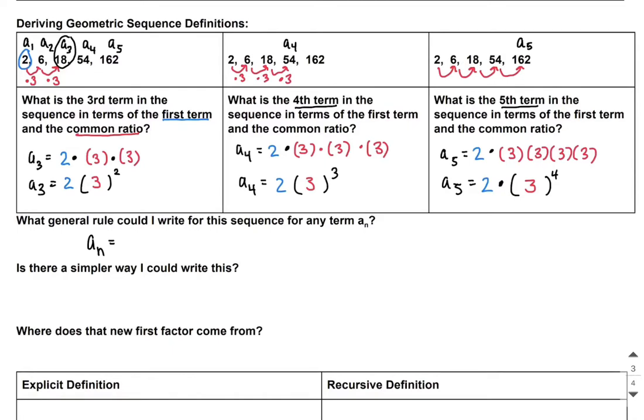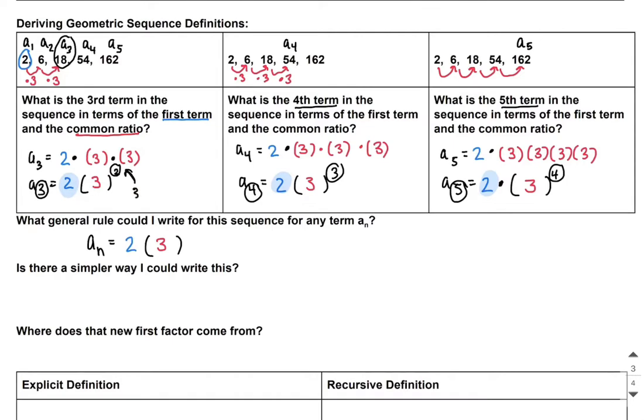I have a sub n is going to be equal to, every time I see this 2 in front, that 2 is always going to be in front. So I have 2 in front, the first term, and then I'm multiplying by 3 to some power. So I'm multiplying the common ratio, in this case, to some power, and I want to know, what is that power? Well, for the 3rd term, it's 2. For the 4th term, the power is 3. And for the 5th term, the power is 4. So to find what the power is, I take n and I subtract 1.